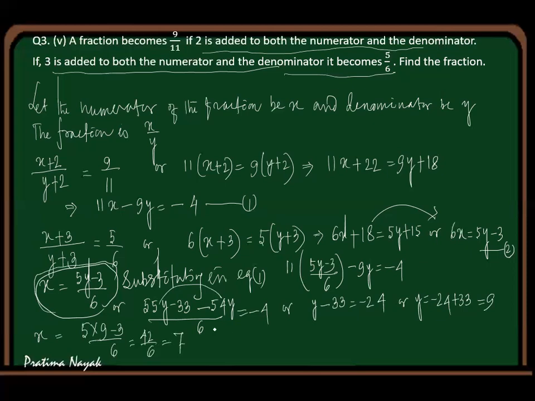So what is the numerator? Numerator is 7. Denominator is 9. So fraction is 7 by 9. You can check the answer. Once you make it two, add them, you are getting 9 by 11. Add 3, you will get 10 by 12, which is equal to 5 by 6. You can verify your answer also.